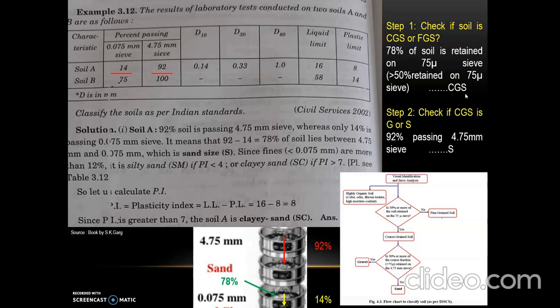Now we need to further classify the coarse grained soil, because we know that coarse grained soil can be either gravel or sand. So we need to check whether soil is of gravel or sand.